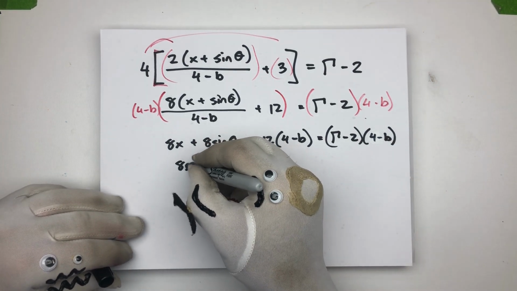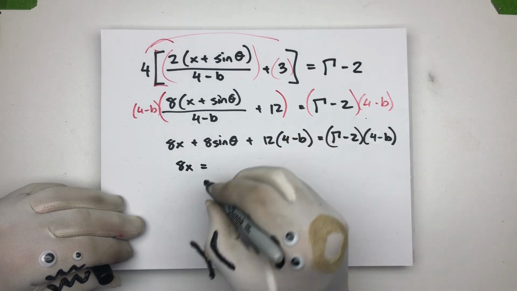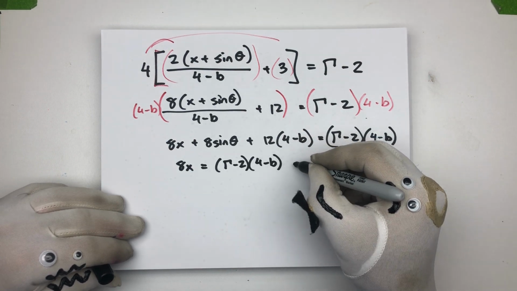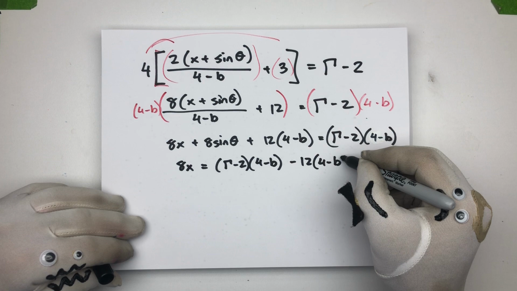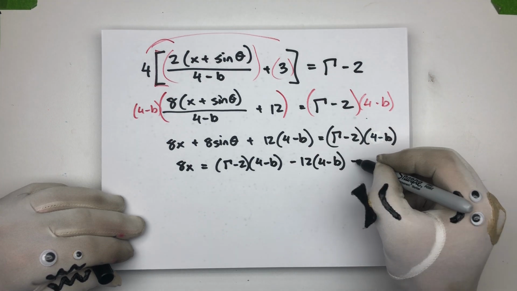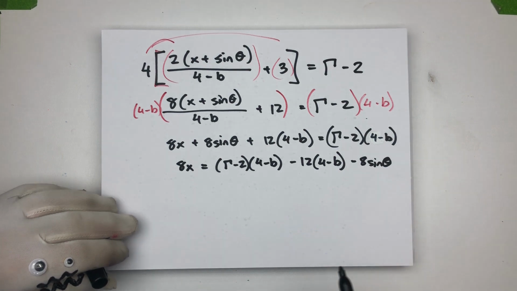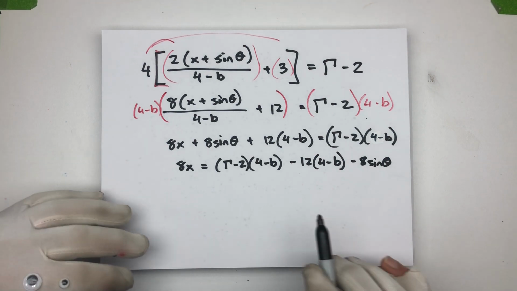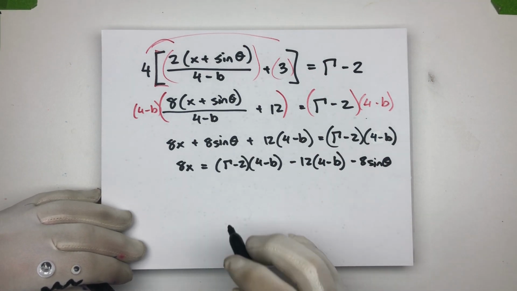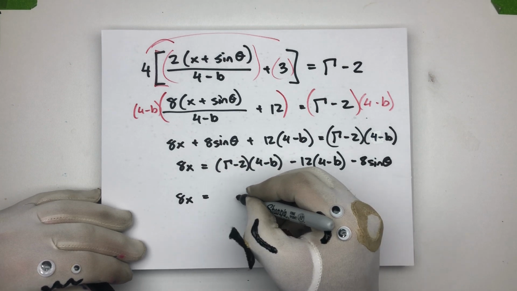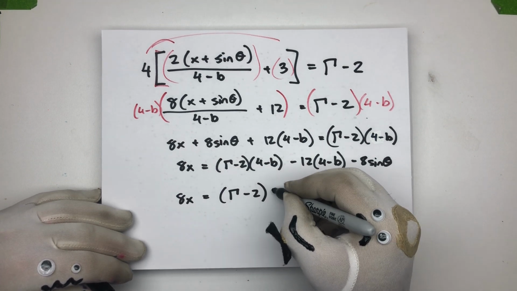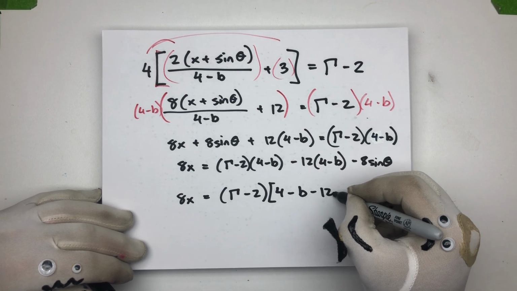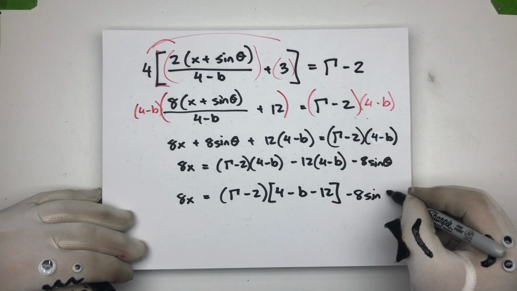So I'm going to be left with 8x equals, bracket open, gamma minus 2, bracket open, 4 minus b, minus 12, 4 minus b, bracket closed, minus 8 sine theta. And now we see something here too. We're going to divide by 8, and you could expand this either way. It's the same thing. But I do see something here that I can take out, this 4 minus b. So I'm going to be left with 8x equals. I don't usually do this, so don't feel compelled that you have to do this.